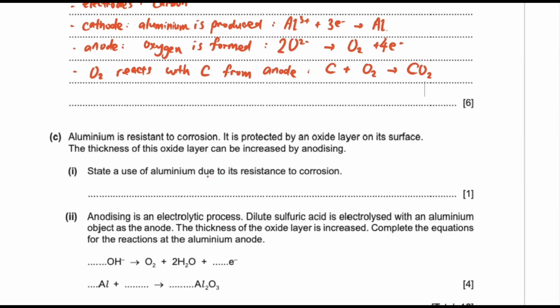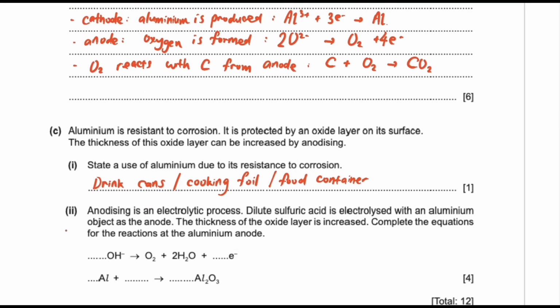State a use of aluminum due to its resistance to corrosion. Okay, so for example, drink cans which are made of aluminium, it doesn't corrode because there is an aluminium oxide which protects the aluminium can from corrosion. Another famous use is the cooking foil, which is known as aluminium foil. You put it in the oven, for example, to cook fish. Besides that, we also have certain food containers made of aluminium. I just give you three to stand by. In fact, we just need to write one.